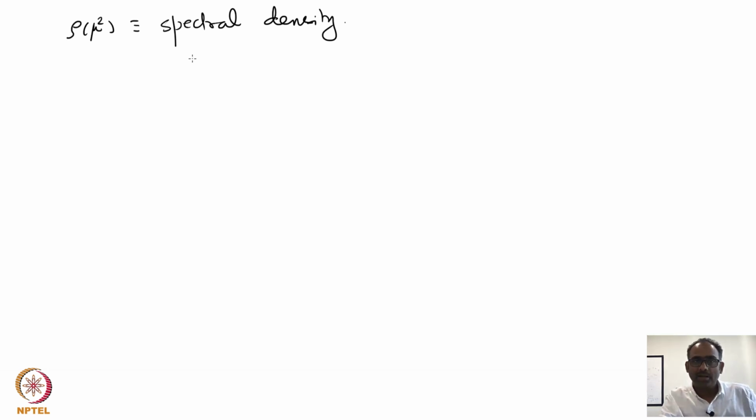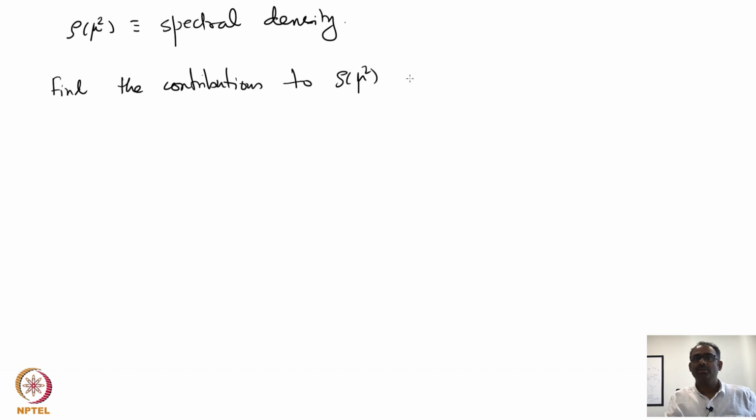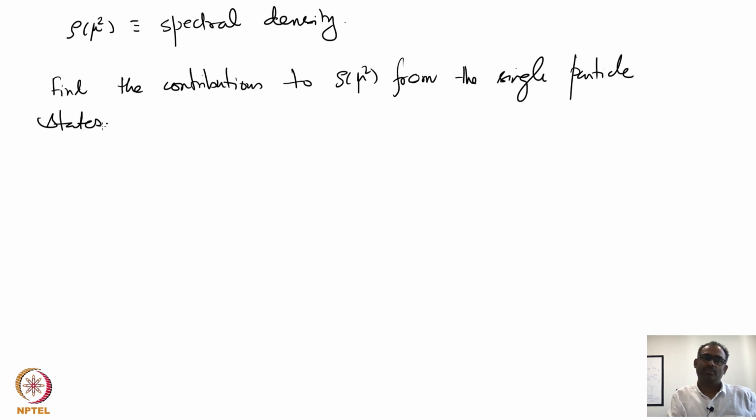Now, the next thing to do is to analyze the contributions coming from single particle states to the spectral density. So our goal is now to find the contributions to rho of mu square, the spectral density, coming from the single particle states. Okay, so we will analyze this next.